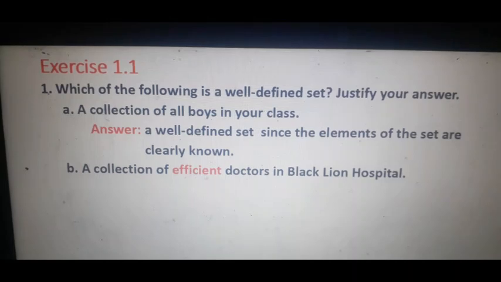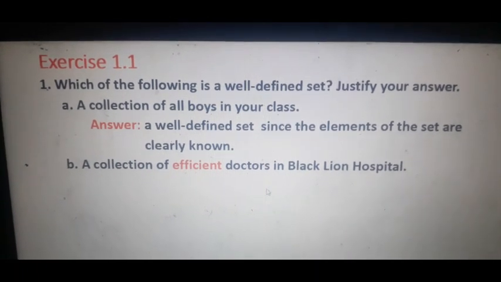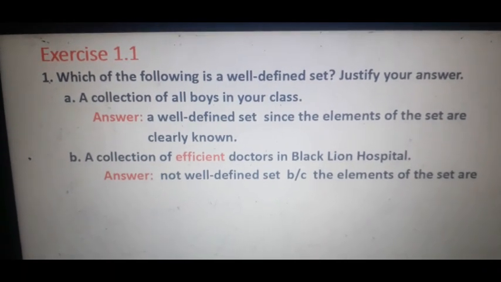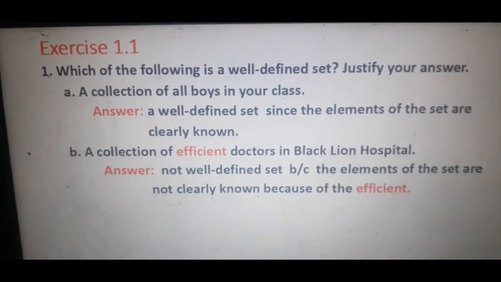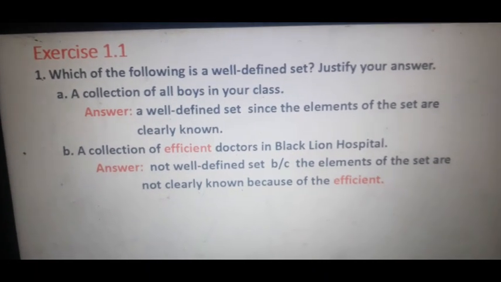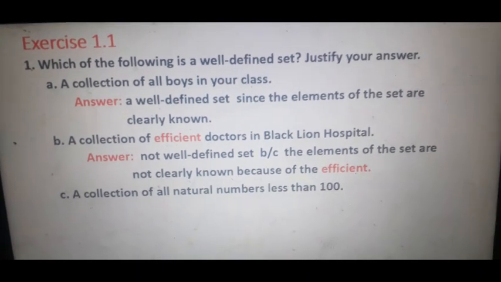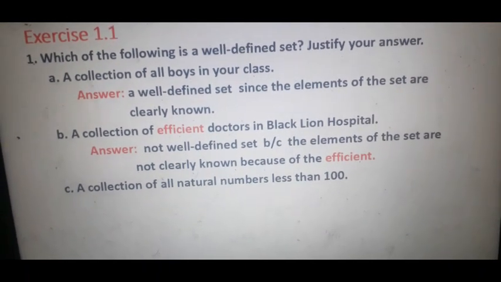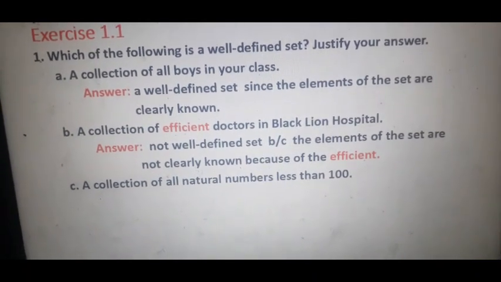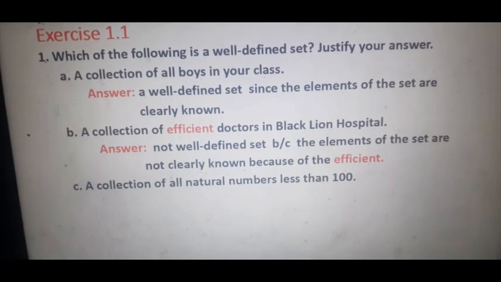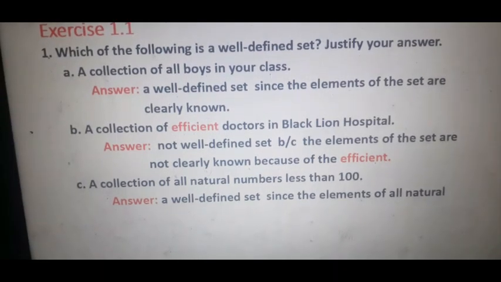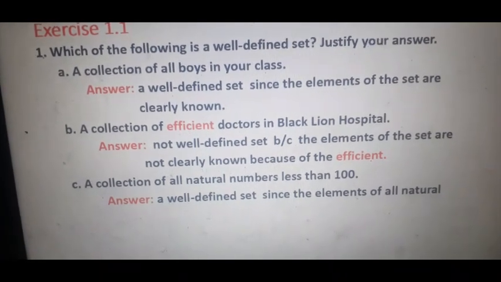So the word efficient doesn't describe a set. Therefore, this is not a well-defined set, because the elements of the set are not clearly known because of the word efficient. Okay. A collection of all natural numbers less than 100, this is well defined. We know the elements of natural numbers less than 100, 1 up to 99. Therefore, this is a noun. So it describes what? A set. So this set is well defined.